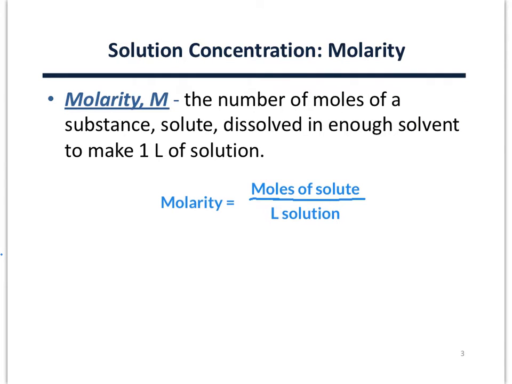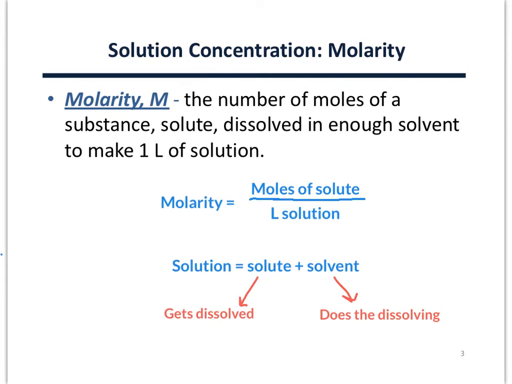We'll start with the idea that a solution is equal to solute plus solvent. The solute is the thing that undergoes dissolution, and the solvent is the thing that does the dissolving. If we had a cup of salt water, for example, sodium chloride or salt would be the solute, the thing that undergoes dissolution, and water would be the solvent.